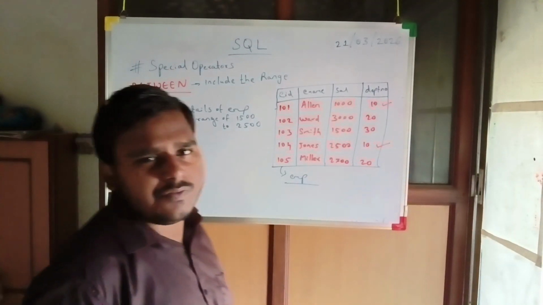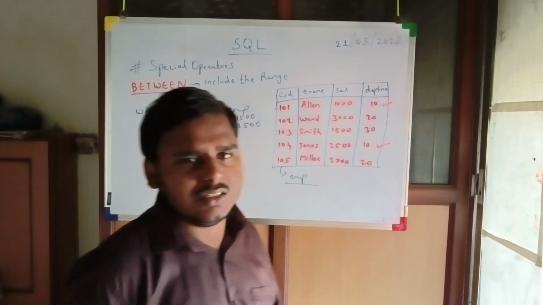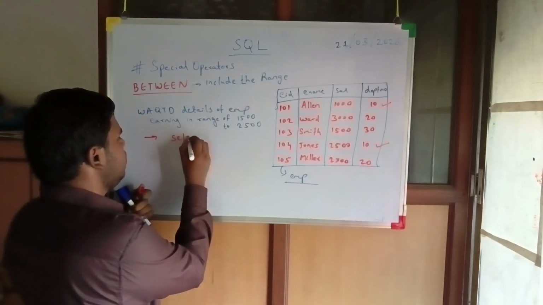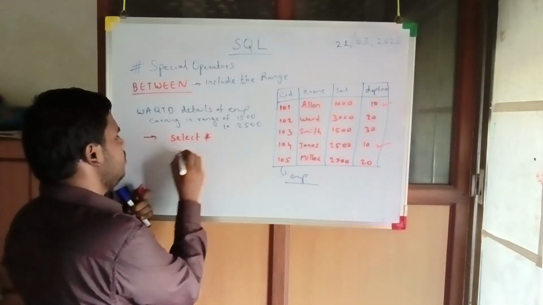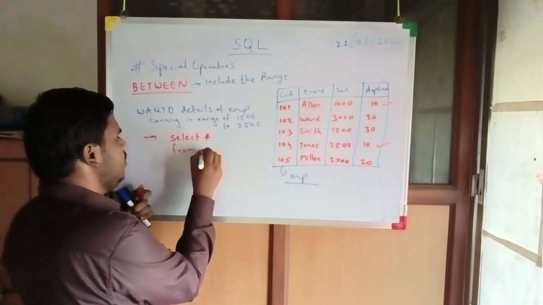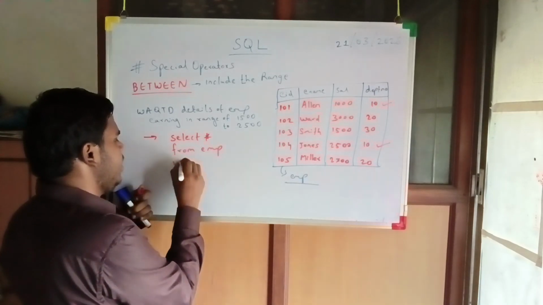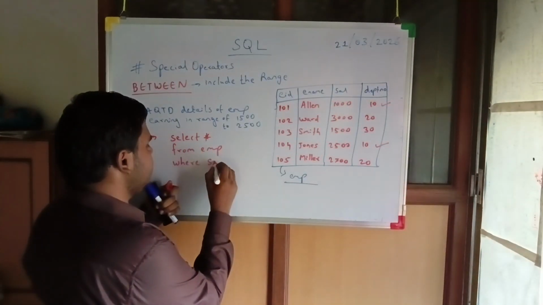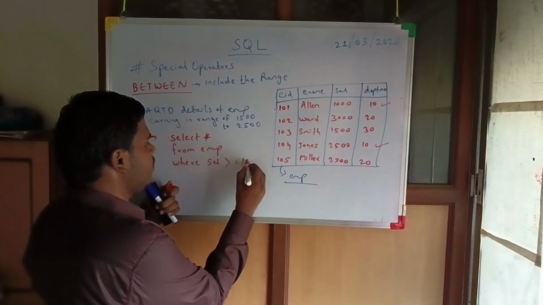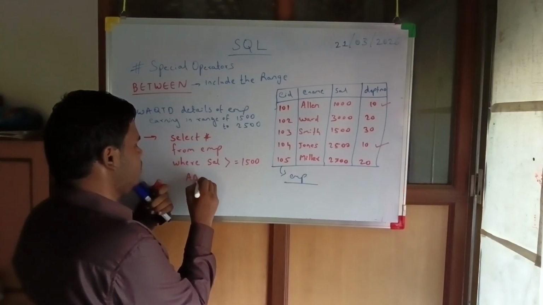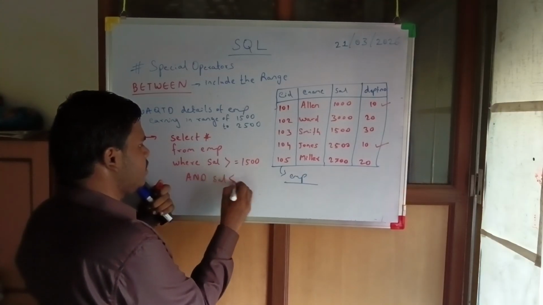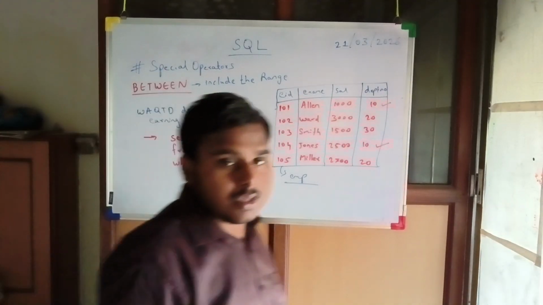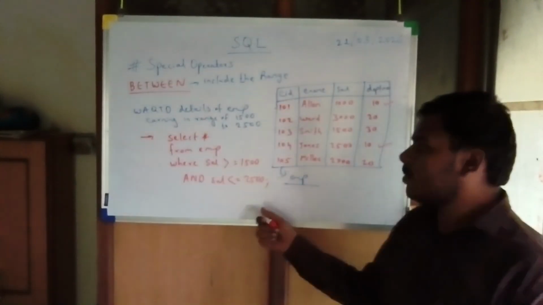You know the concept of relational operators, greater than, less than. You can try this first method. Select asterisk from EMP where salary greater than equal to 1500 and salary less than equal to 2500. This is how we will write the query.